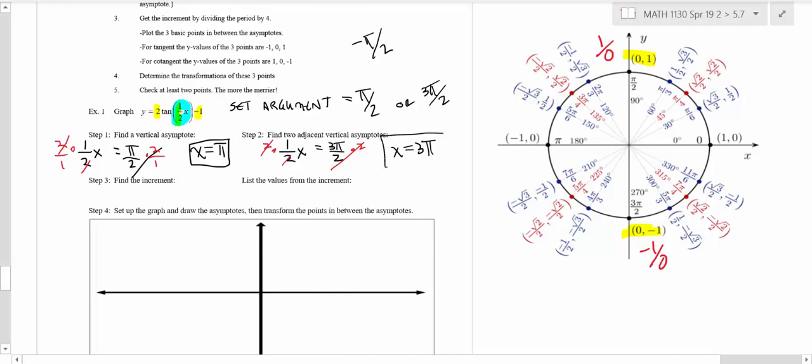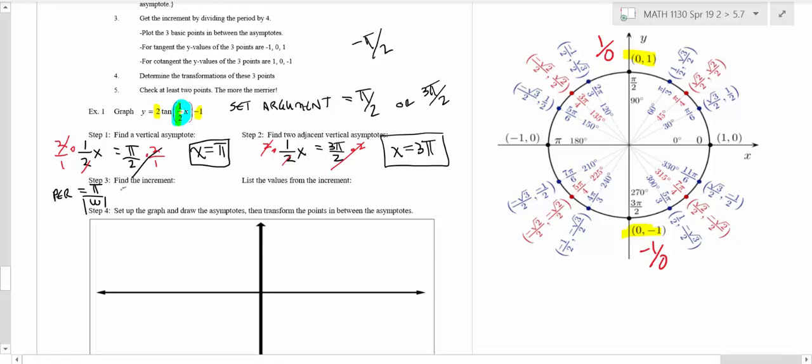And once you get two asymptotes, you'll see the pattern. I've got 1 pi, 3 pi. What do you predict the next one is? 5 pi, exactly. So 1 pi, 3 pi, 5 pi, and so forth. All right, so now we're going to find the increment and the period. The period formula is pi over omega on a tangent. It's not 2 pi over omega. The period of a tangent is pi.